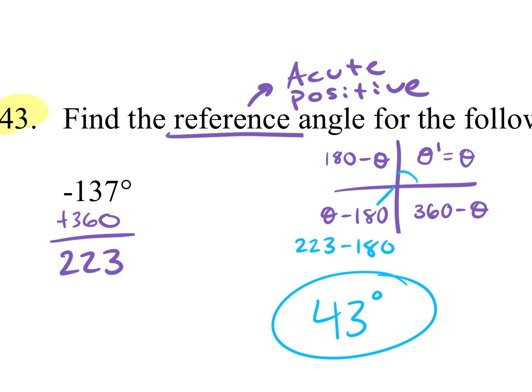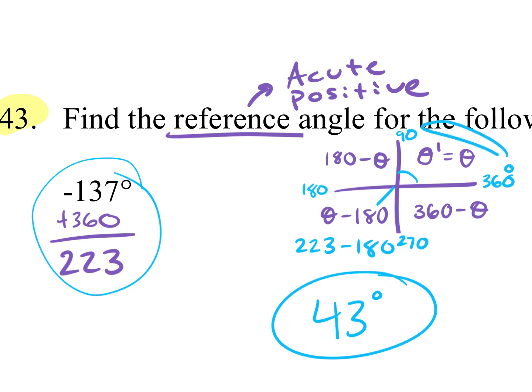So the first quadrant is 0 to 90. Second quadrant's 90 to 180. Third quadrant's 180 to 270. Fourth quadrant is 270 to 360. So 223 is in between 180 and 270. It would just be like if when you added 360, it ended up being like 45 degrees. That would be your reference angle because it's already acute and positive. So like if you're in between 0 and 90, whatever angle you have is going to be your reference angle.